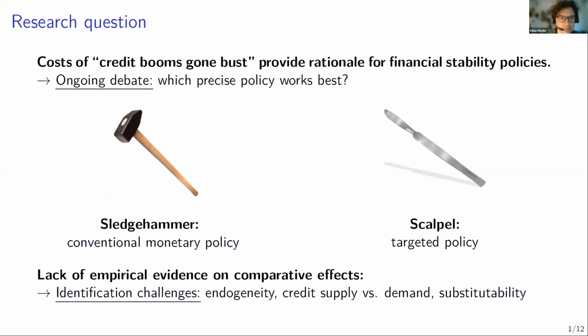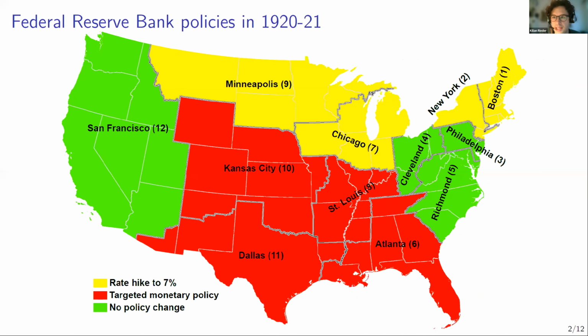Now, what I do in this paper is essentially I use a natural experiment to overcome these identification challenges, and more specifically, I draw on policy variation across Federal Reserve districts in 1920-21. So that's at a time when the different Federal Reserve districts still had some power to conduct different monetary policies.